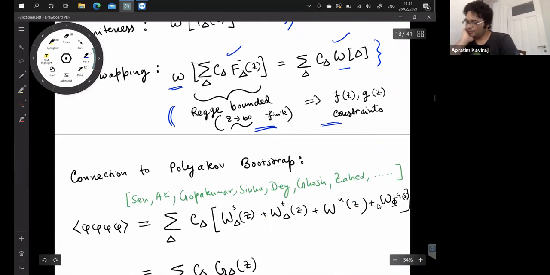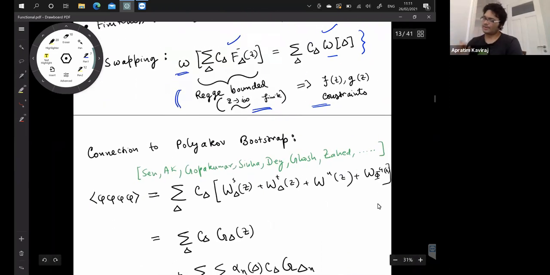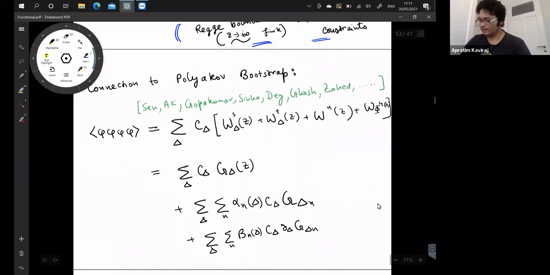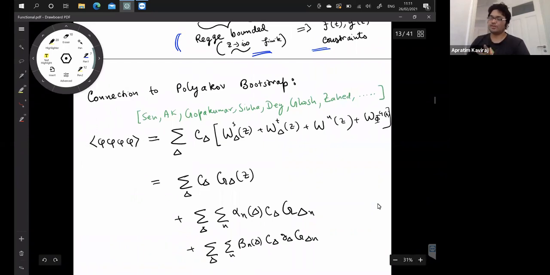Okay. So now that you know the functionals, I will tell you a bit about their connection to the story of Polyakov Bootstrap. The story of Polyakov Bootstrap is something you may have seen; many people have worked on that.